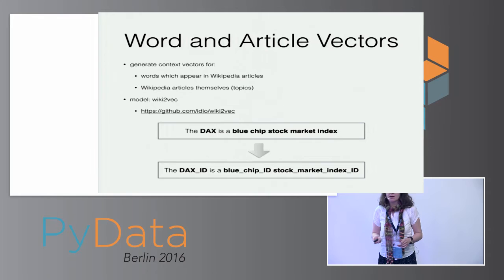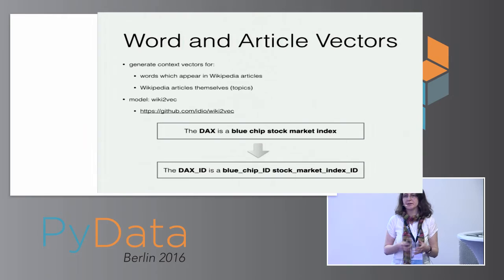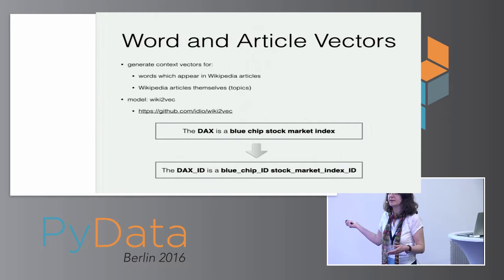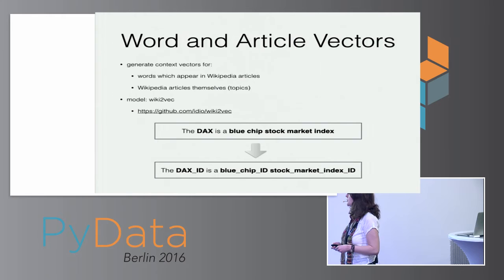Okay, now the word2vec model is going to give us representations for the words in Wikipedia. However, we don't need representations for the words, we need representations for the topics. Of, let's say, stock market index, that's a three-word concept. So how are we going to be able to obtain that?